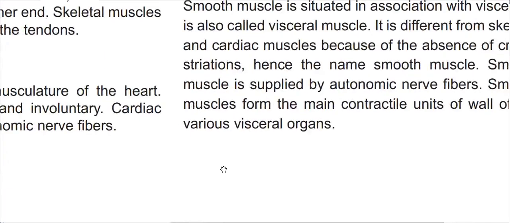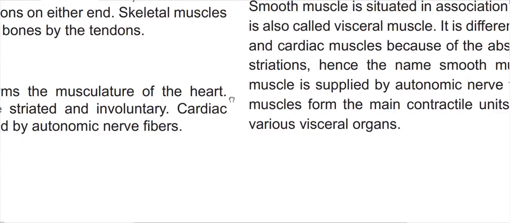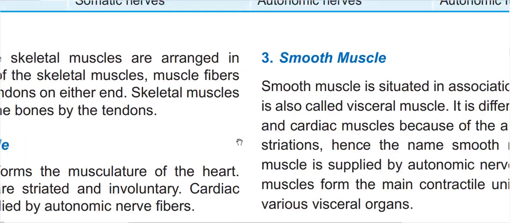So these are the different types of muscles, depending upon the different types of classification.